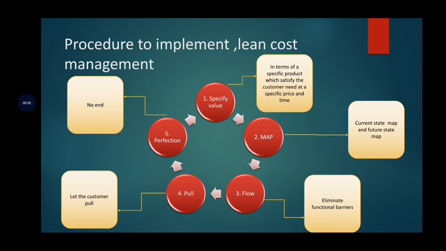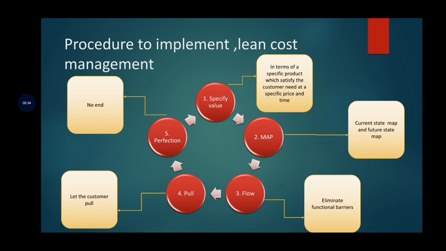So in this session, we are going to discuss the procedure for implementation of lean cost management. It consists of 5 stages in the implementation of lean cost management in the organization. To implement lean cost management, the first step to be followed by the business organization is to specify the value.